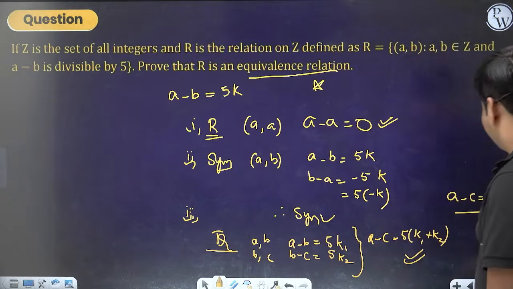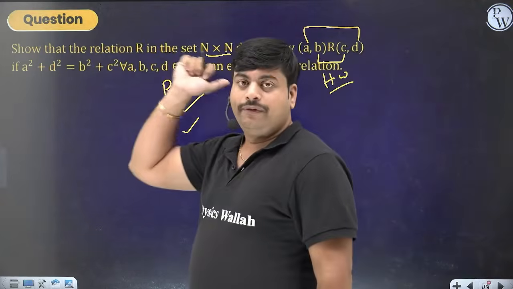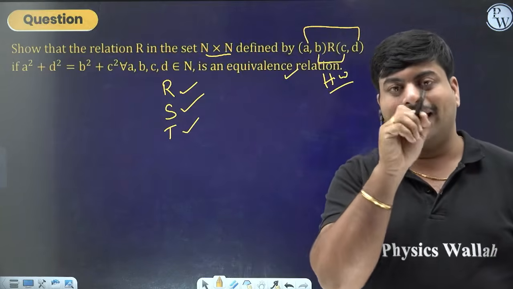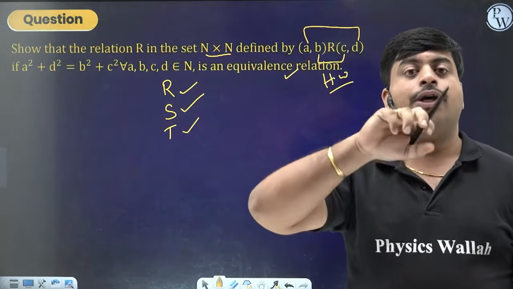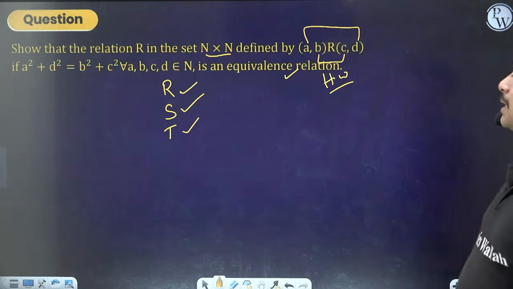Okay, people, the previous question is also very, very interesting. Again, here also, when you're doing transitive, you need to take two equations, like a comma b, b comma c, and then you need to modify that to get the a comma c relation. That's the reason I'm giving you this homework.